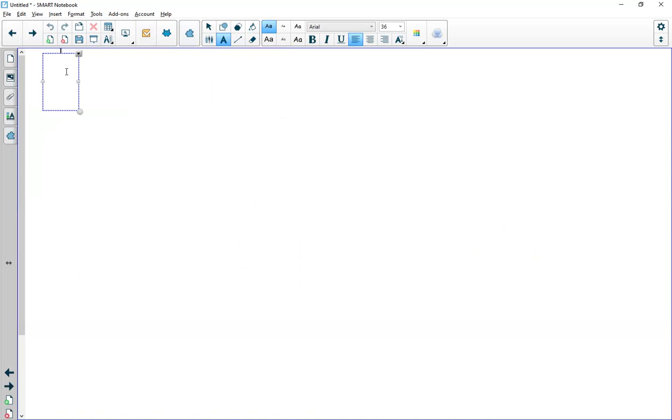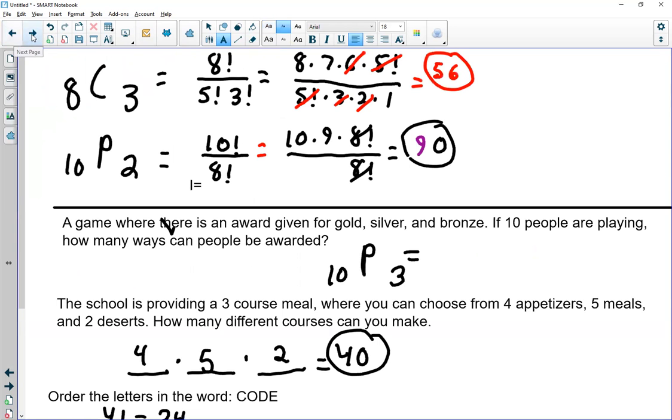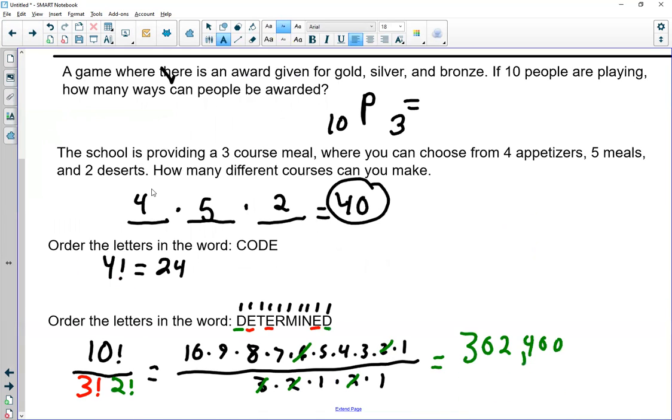All right, next one. We're doing probability, last pages. 302,400?